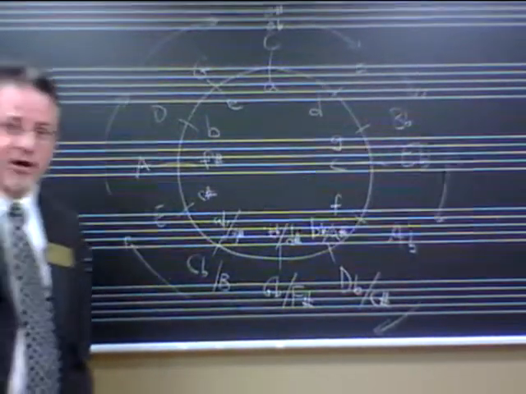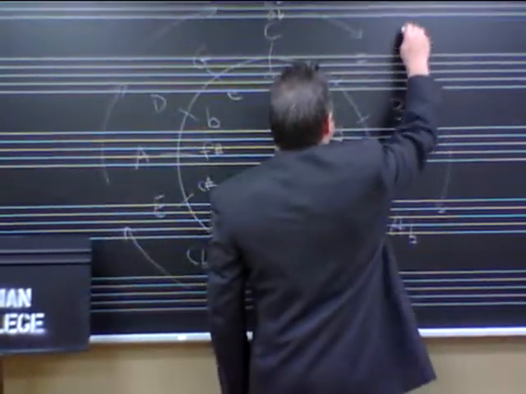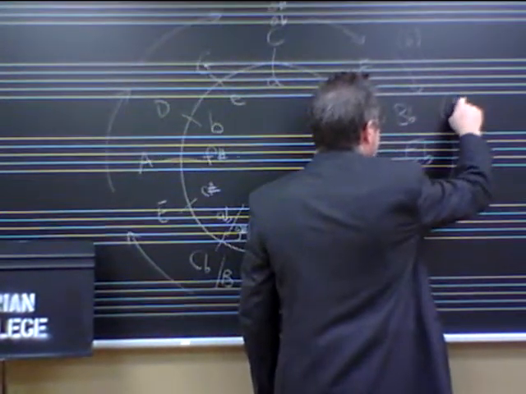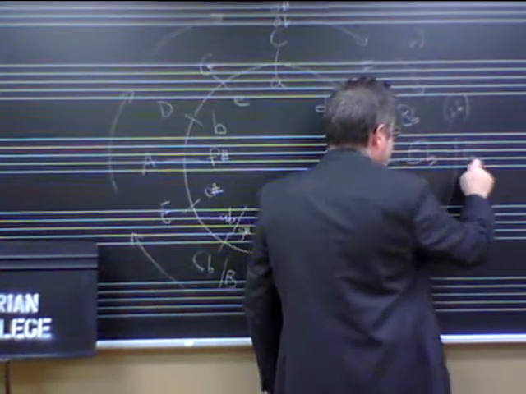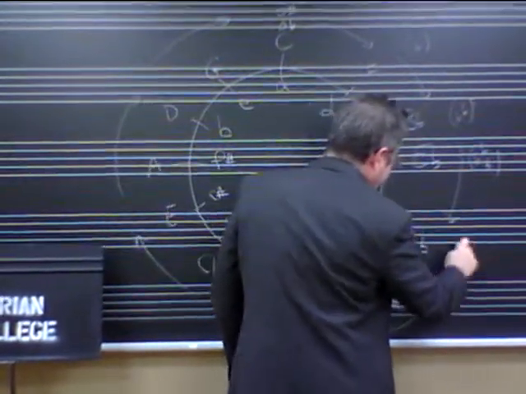Now, let's talk about sharps and flats, numbers of sharps and numbers of flats. F has 1 flat, and I'll just do that, okay? B flat has 2 flats. E flat has 3 flats. Don't worry about where the lines and spaces are here, but it looks something like that. A flat is 4 flats.